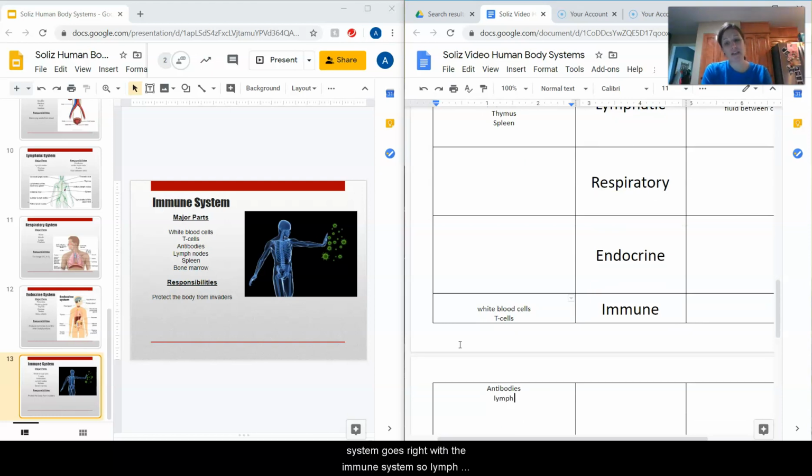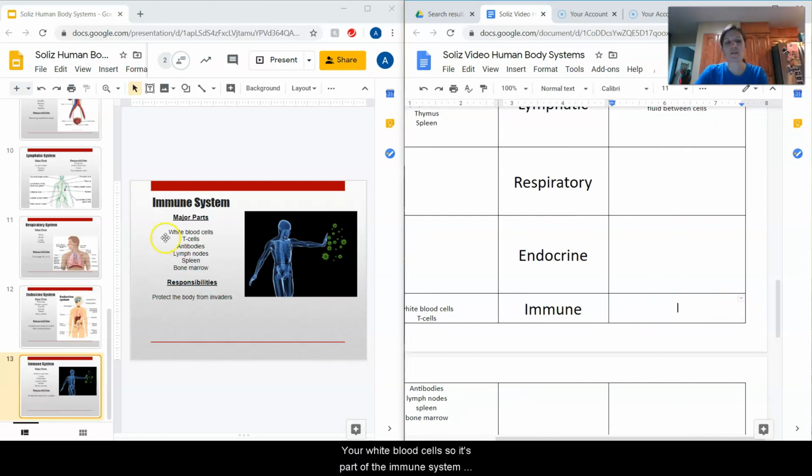Again, the lymphatic system goes right with the immune system. So lymph nodes are included in this one because they work together so much, your spleen. And then remember me talking about your bone marrow and how it also produces red blood cells and white cells inside your bones. There's like this kind of mushy area on the inside, and it also produces your white blood cells. So it's part of the immune system too. So the circulatory system works with the immune system because it carries it.